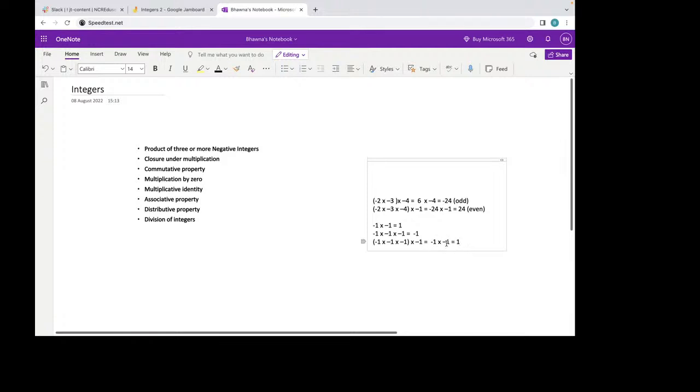Since they both are negative, we are multiplying two negative integers. We are going to get a positive integer. That is why I got a positive integer.